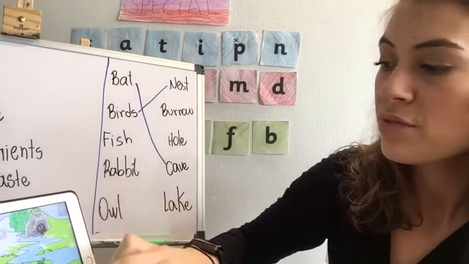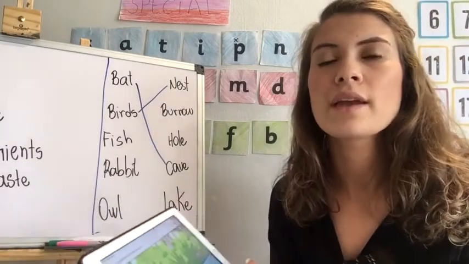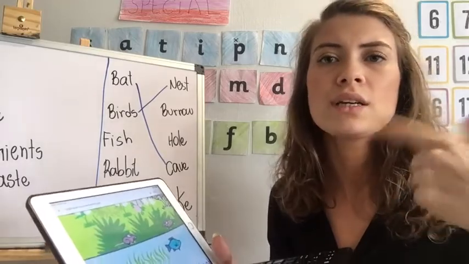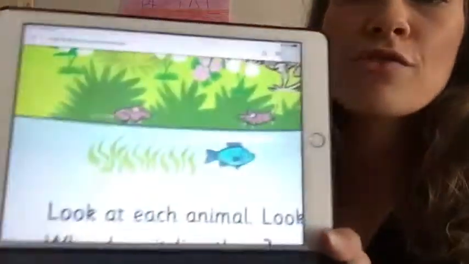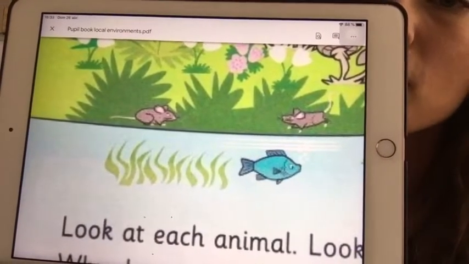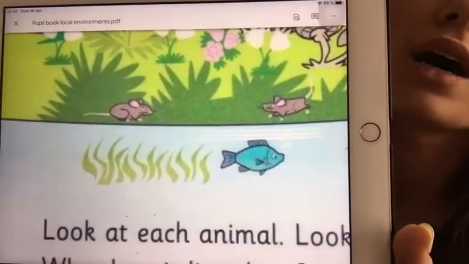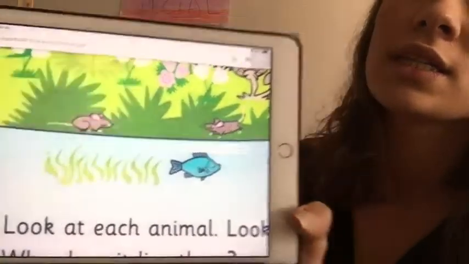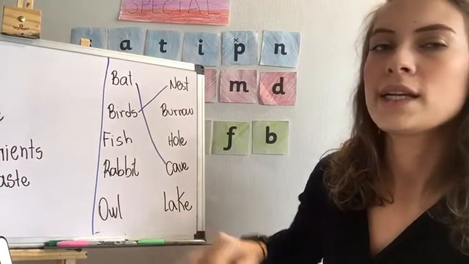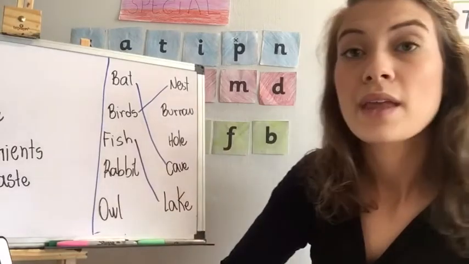So, fish now, okay? Look into this environment here. Because we know fish can live in ocean, lake, or river, but look in here. Where do you think this fish is living? In a burrow, in a hole, or in a lake? Good job. That's super easy. In a lake.